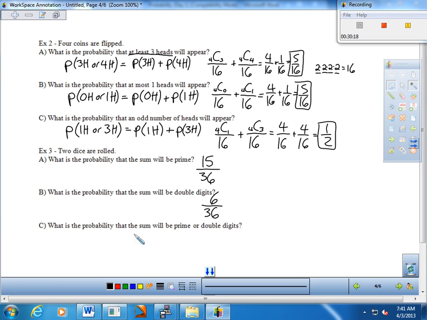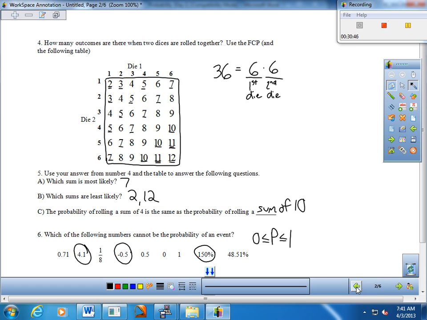Or means add. So I take the probability that it'll be prime, 15 out of 36, plus the probability that it will be a double digit, 6 out of 36. Everyone, am I done? No, because a couple of those I counted twice. I don't want to count things more than once. That obviously skews the calculation.